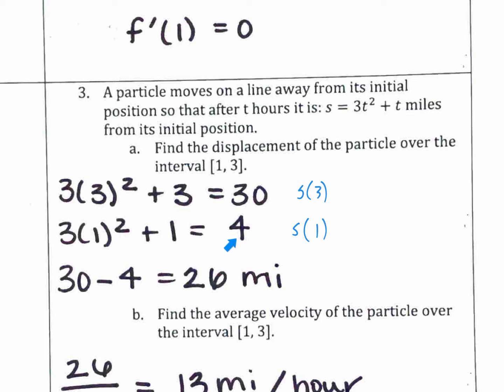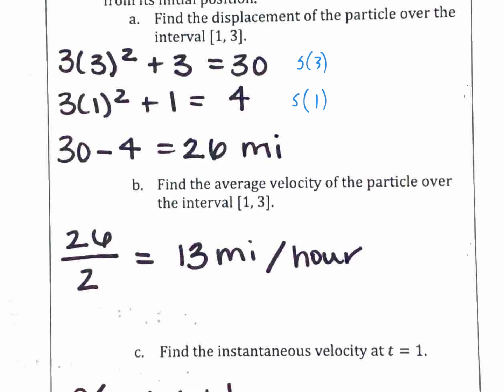So after 1 hour, it was 4 miles away. After 3 hours, 30 miles away. The change between 30 and 4 is 26 miles. Part B is saying find the average velocity over that interval. Well, we know how far we were displaced. And if it was from 1 to 3 hours, that means we waited 2 hours to get that displacement. So to calculate average velocity, it's just displacement over time.